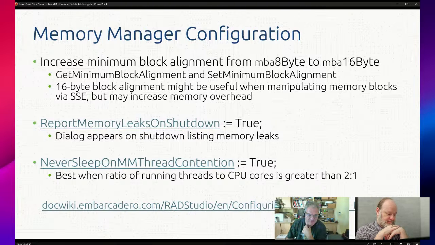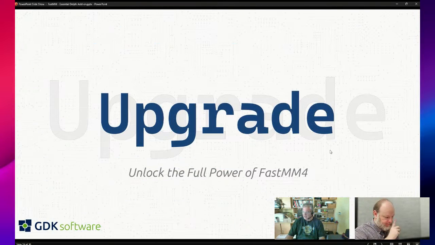And if you have some small number of those constant small leaks, you can register them in your code so they are not reported. Yeah, you can register them. All right. But to answer your previous question, we don't actually use never sleep on thread contention. And it works just fine on modern CPUs.